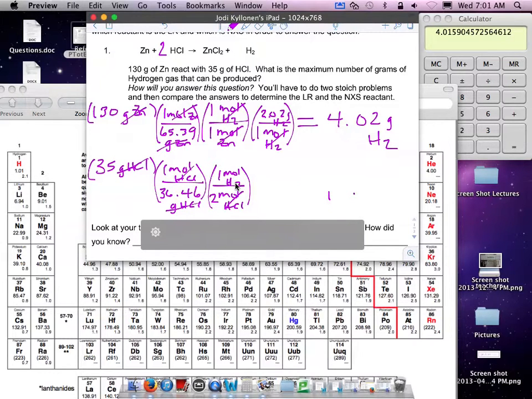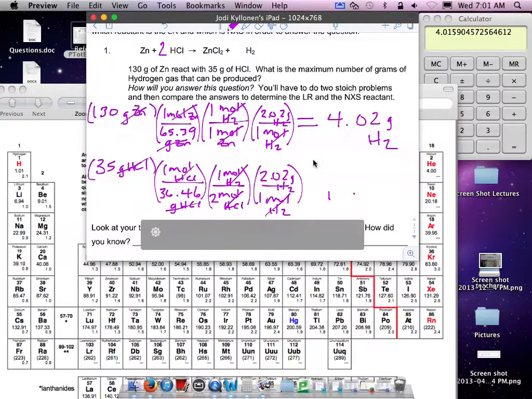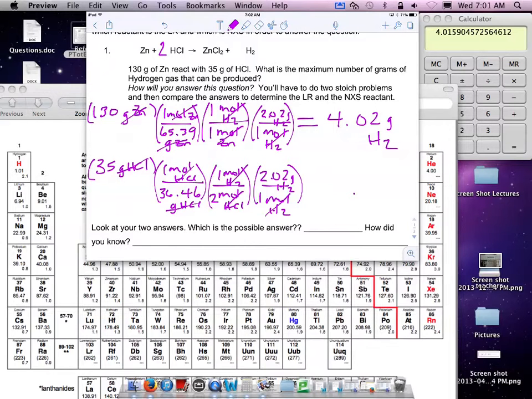Now that I'm at moles of H2, I can do my last step, my molar mass of hydrogen, just like before. Doesn't change, 2.02 grams of hydrogen because it's H2 for every 1 mole of hydrogen. Moles of hydrogen goes away, which is good because I'm trying to compare it to grams of H2 to answer the question, maximum number of grams of hydrogen gas, and then I also want to be able to compare it to this answer.